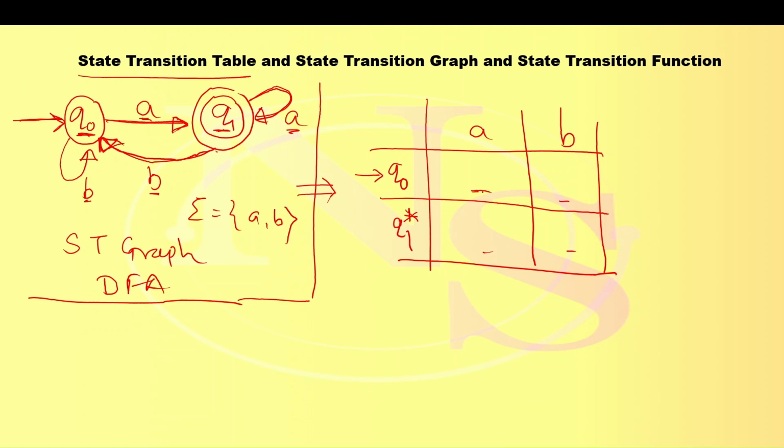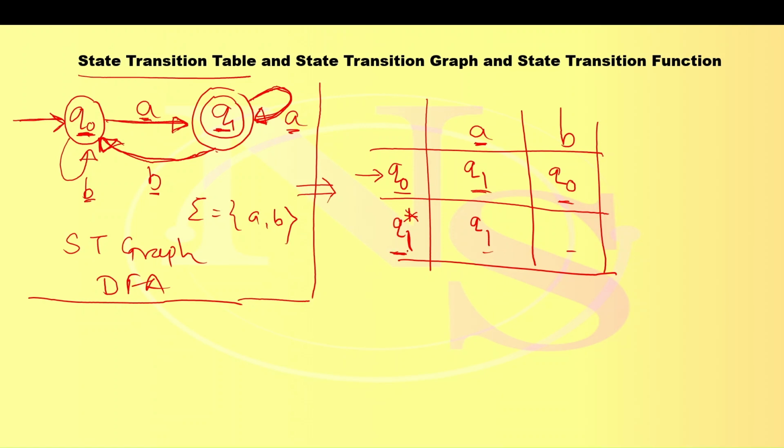Now we have to fill these four places. How to fill this? Q0 reading A goes to state Q1, so write down Q1 here. Q0 reading B goes to itself, Q0, so write down Q0 here. Next one is Q1. Q1 reading A. How to read the table also? Q1 is a state reading A. The transition for A from Q1 goes to itself, Q1, so write down Q1 here.